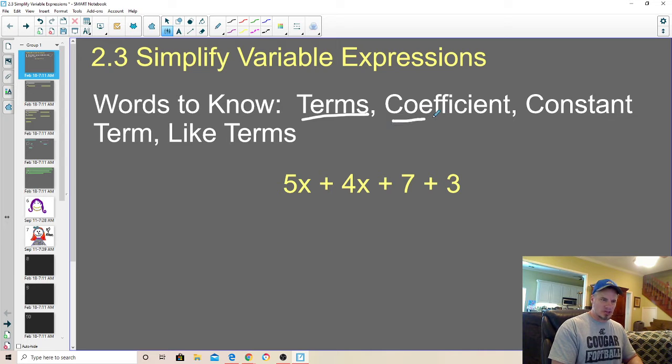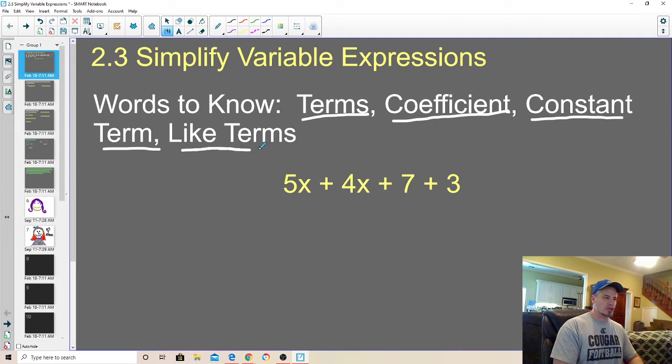Okay, coefficient is basically the number multiplied to the variable, or the number in front of the variable. So this only has two coefficients, and that is 5 and 4. Constant terms are those terms that aren't associated with variables, because variables vary, constants stay the same. So that would be 7 and 3. It only has two constant terms. You're looking for numbers without variables.